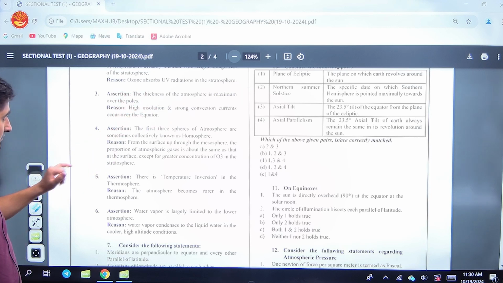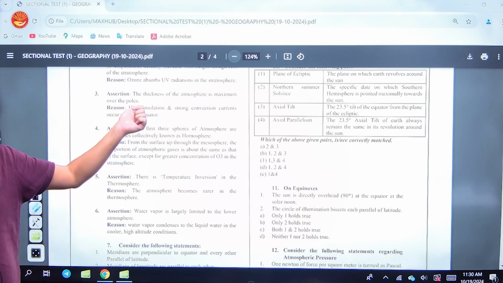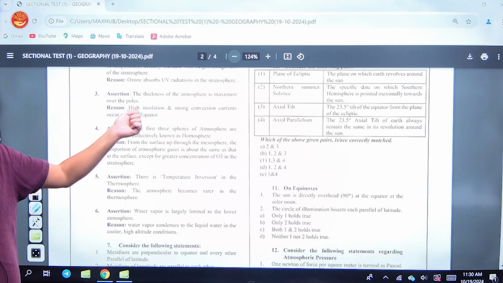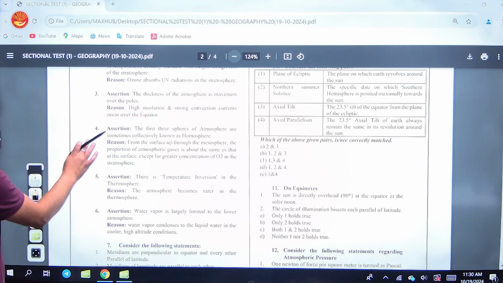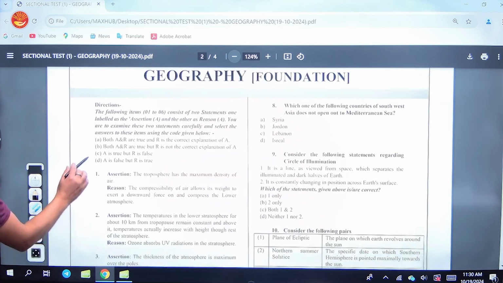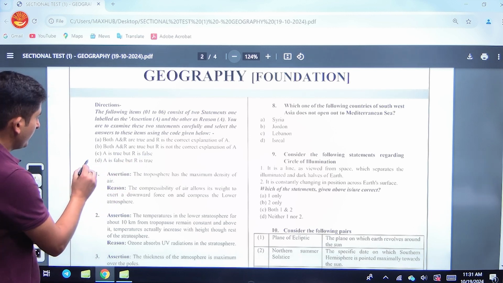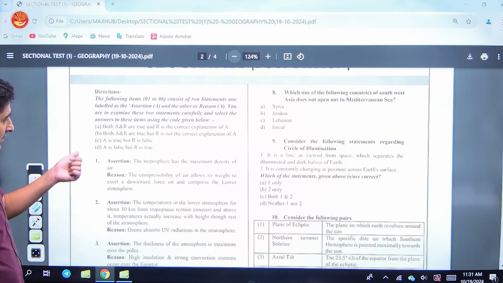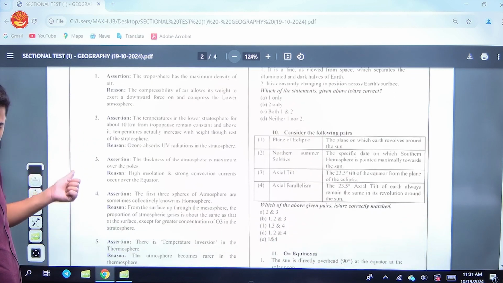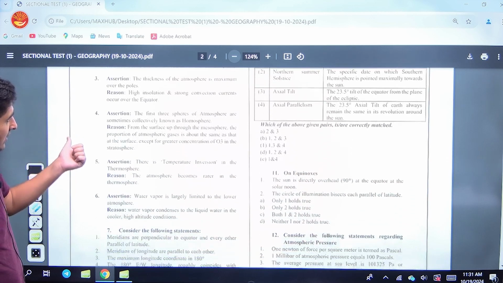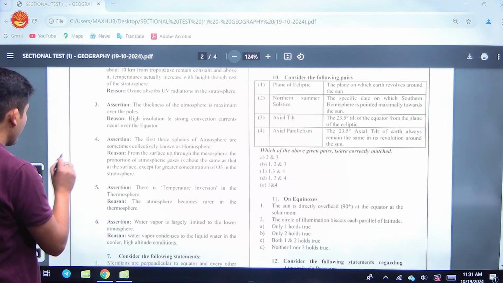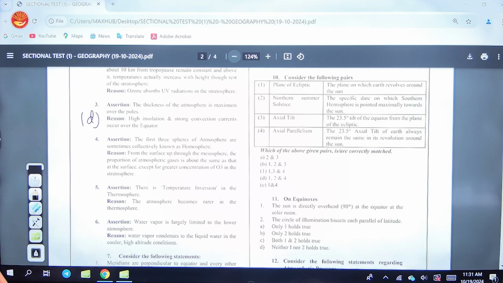But we have been given that the thickness of the atmosphere is maximum over the poles, which is wrong itself. So we will not go for option A, neither is B right, because A is false. Option C, A is true, R is false, is also not right. So in that case our answer is D, A is false but R is true. Okay Sophia, so the answer here is D.